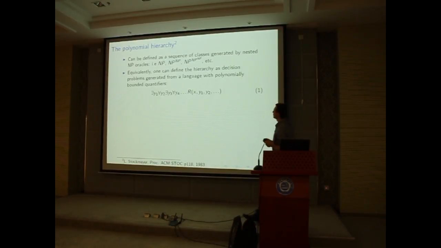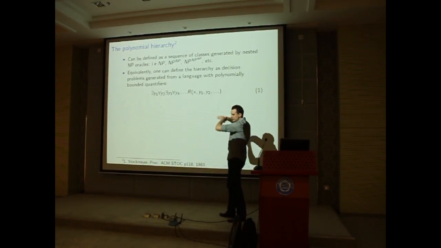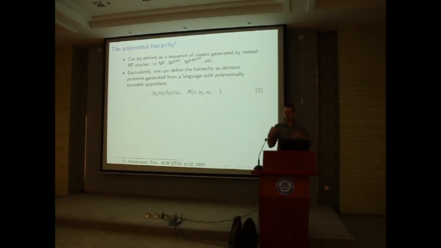So you write down some language, some statement that a computer is meant to try and decide whether it is true or false. And you have all these variables that go into it, and then you put in these bounded quantifiers which alternate between there exists and for all, and so on. And this is the thing that defines this polynomial hierarchy.